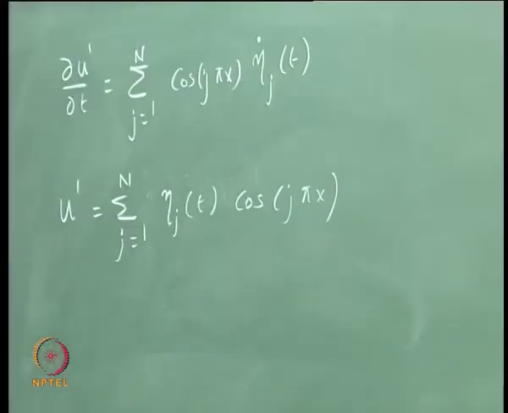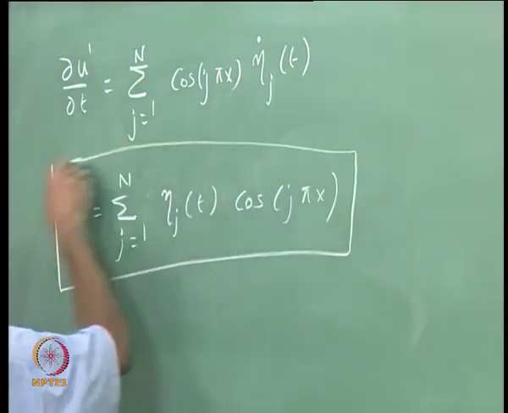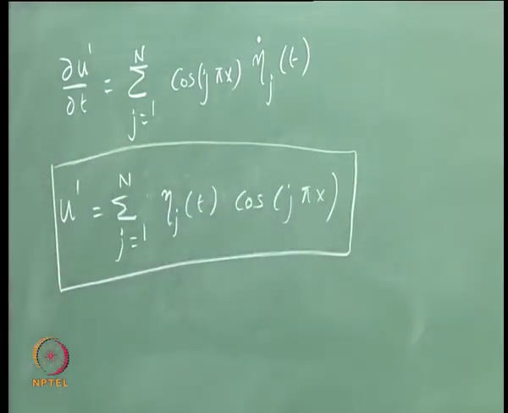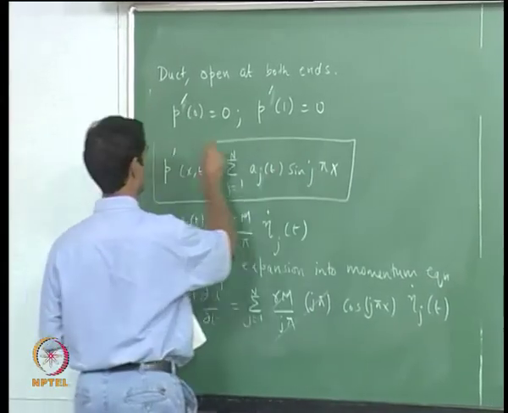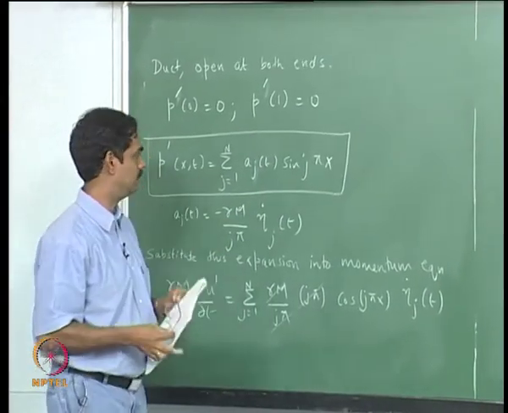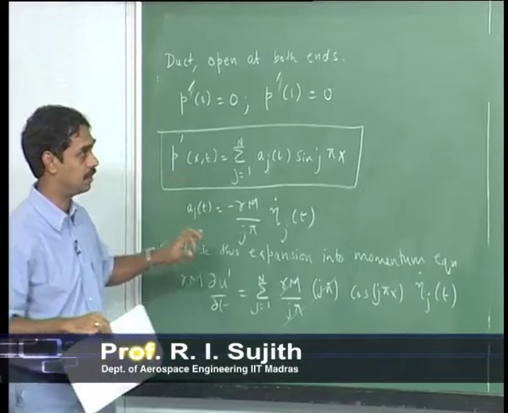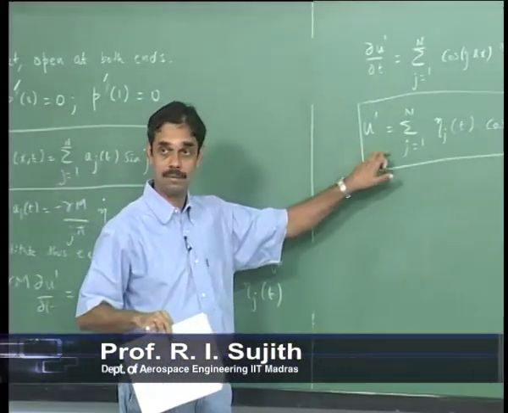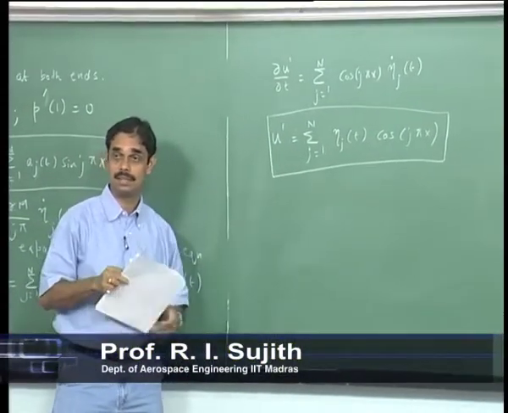So velocity is this, and this is pressure. Both are functions of x and time. This is the expression for the fluctuating pressure. This is the expression for the fluctuating velocity. Is this clear?